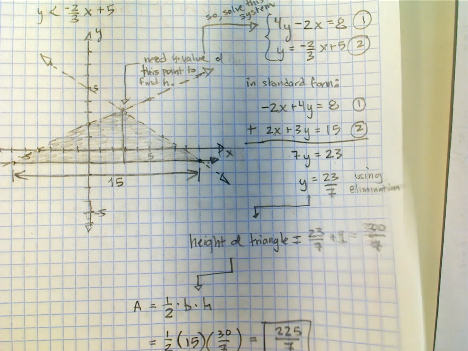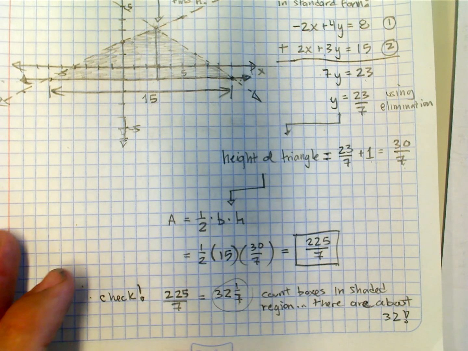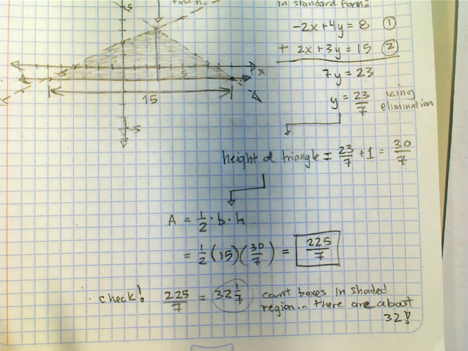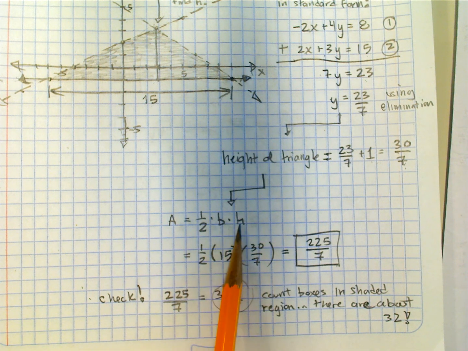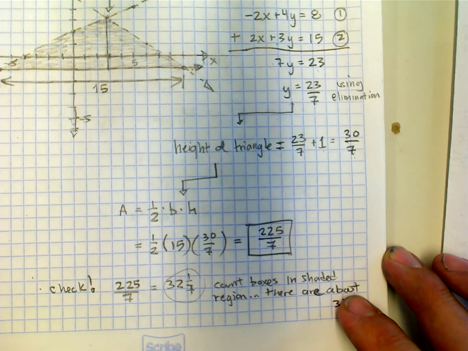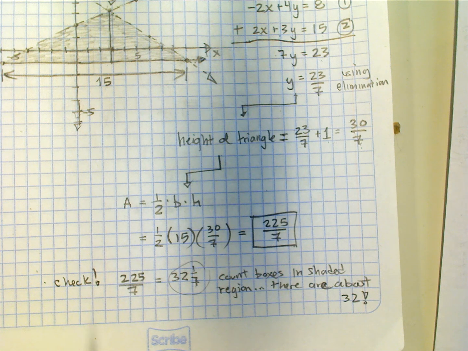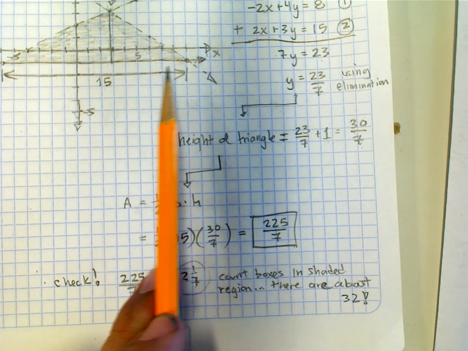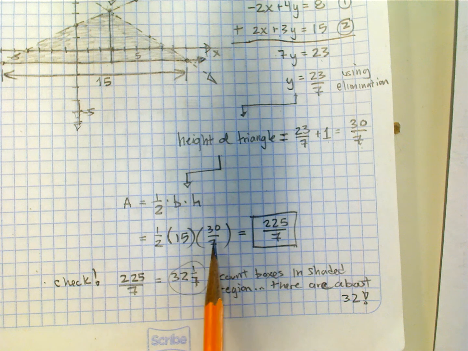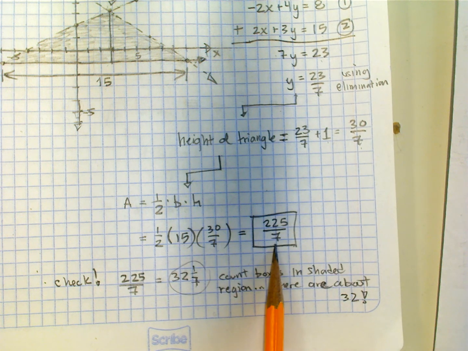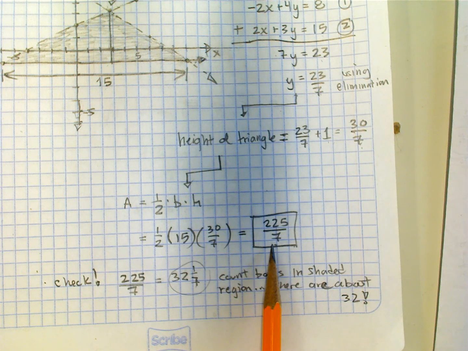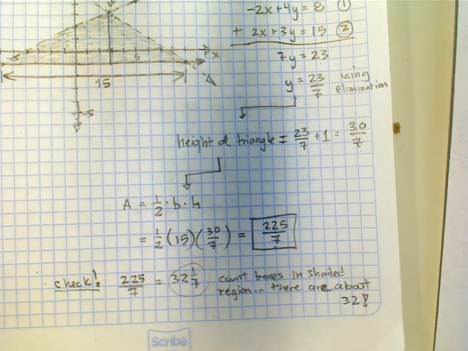And then I can go to my formula for the triangle, and I get the area is 1/2 the base times the height. Sorry for that shadow, by the way. And when I plug in the base of 15 that I found just by counting boxes and my 30 sevenths, I get this number, and I just put a box around it. Yay, I got an answer. But I'm going to do one last thing before I move on. I'm going to turn this into a mixed number in order to check my work.